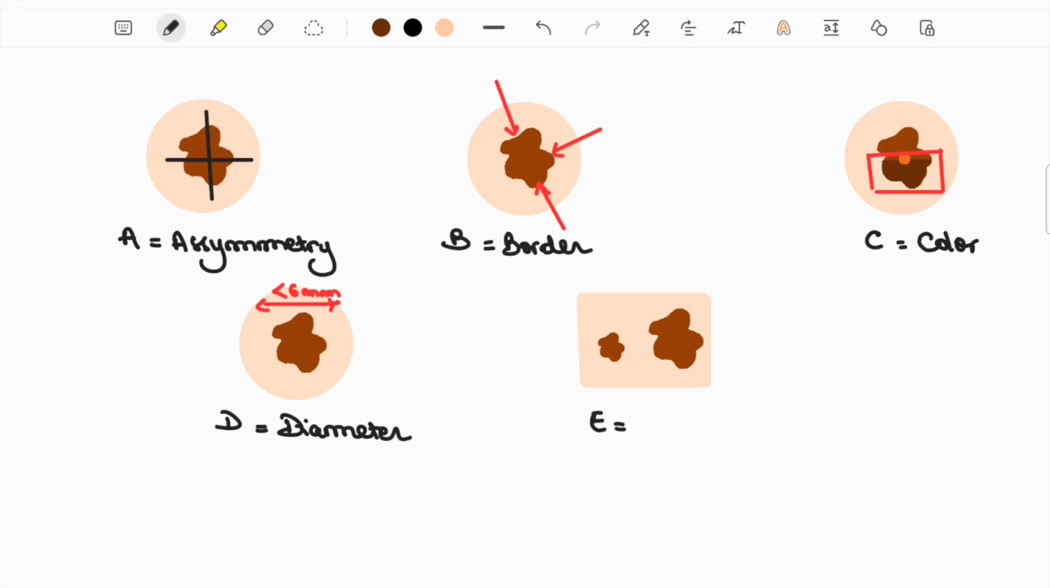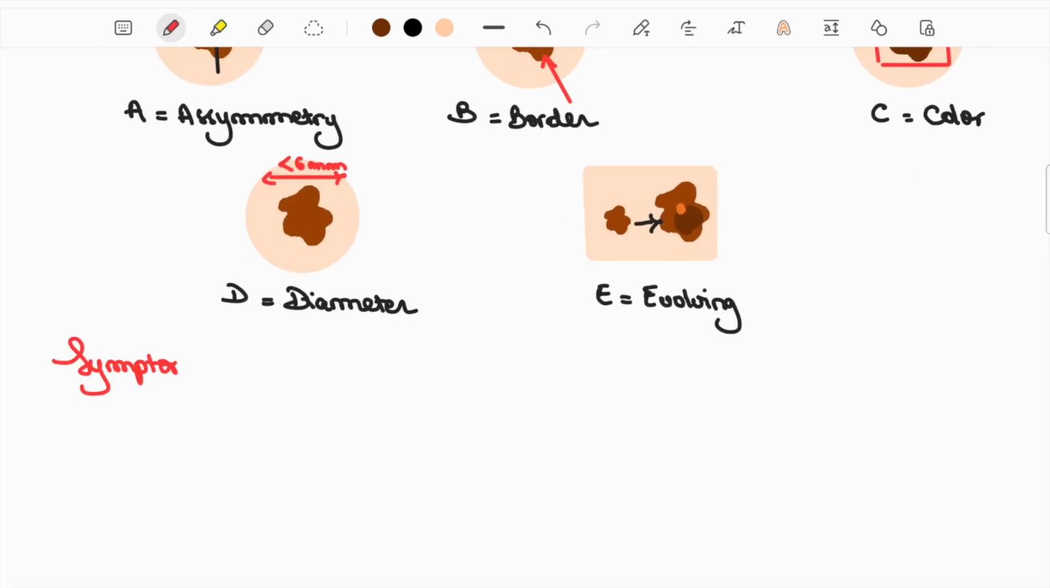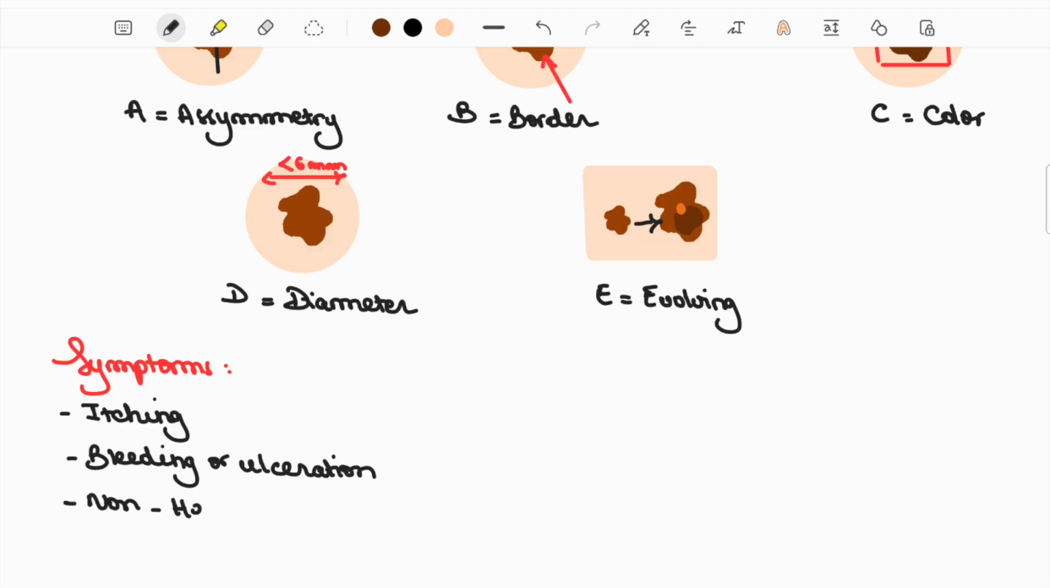E stands for evolving. Perhaps the most important sign. Any mole that changes in size, shape, color, or starts developing new features like bleeding or crusting should be checked. In addition to these visible signs, patients may also notice symptoms such as itching, bleeding or ulceration, a sore that doesn't heal, or pain and tenderness.